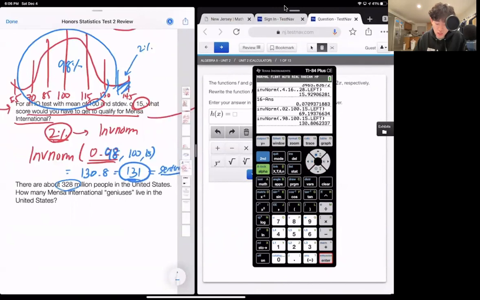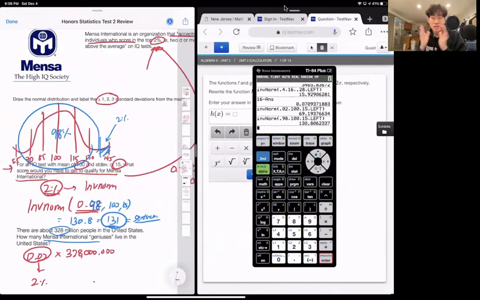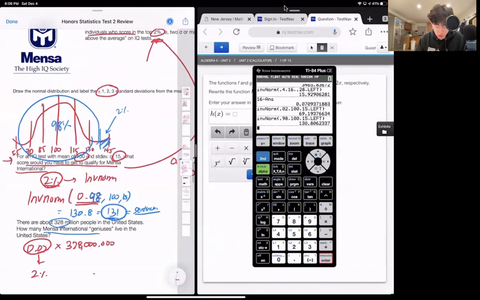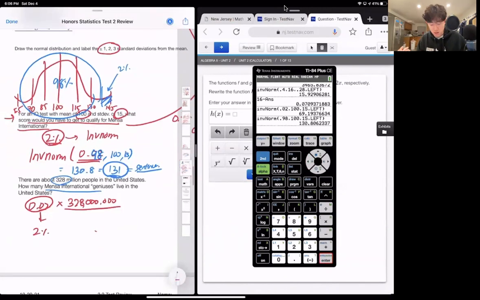There are about 328 million people in the United States. How many Mensa International geniuses live in the United States? This is a very simple question, because you just have to take 0.02 times 328 million people. The 0.02 comes from the fact that I'm taking 2%. Remember, the top 2%, you can think of it as only 2% of the entire population can be accepted. So it's taking 2% of the 328 million.